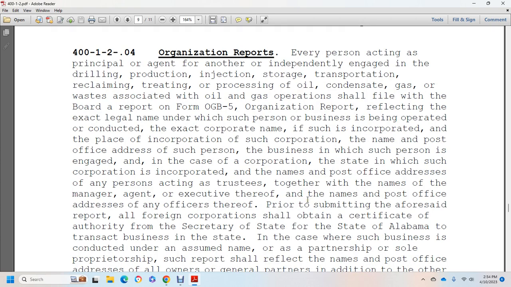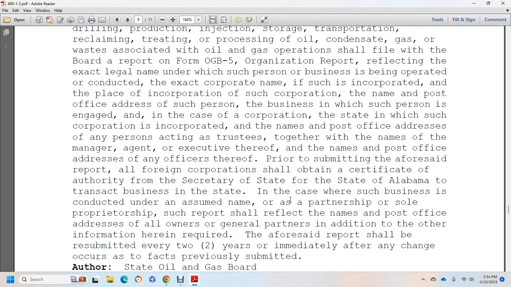In the case of a business conducted under an assumed name, or a partnership, the report will state the name and post office address of all owners and general partners.